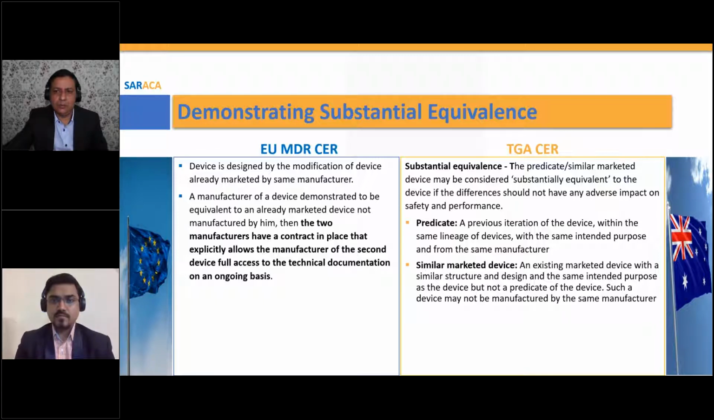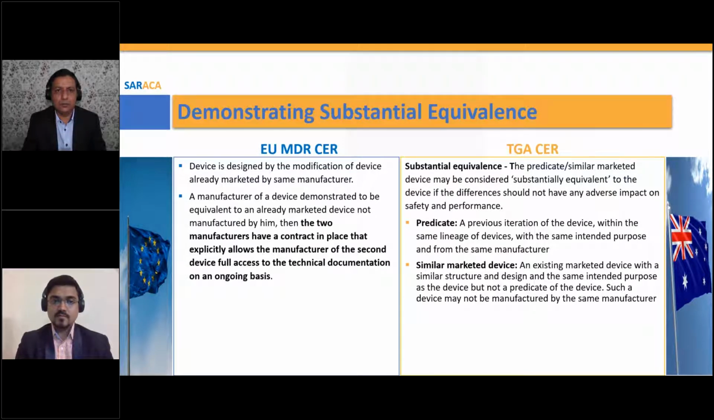In the EU, a device is designed by the modification of a device already marketed by the same manufacturer, or the manufacturer of a device demonstrated to be equivalent to an already marketed device not manufactured by him or her. Then the two manufacturers have a contract in place that explicitly allows the manufacturer of the second device full access to the technical documentation on an ongoing basis. That's a tremendous hurdle to overcome when you have competing companies.